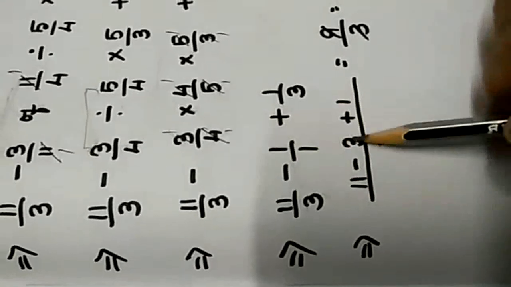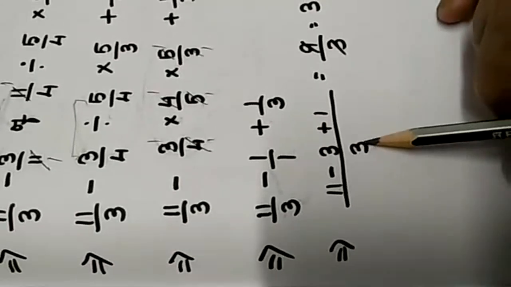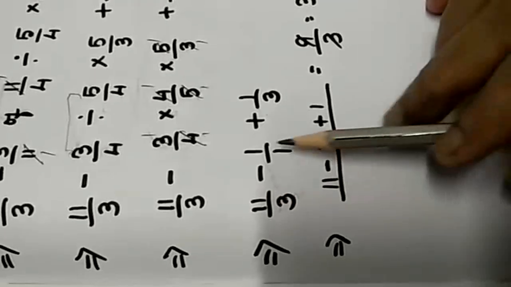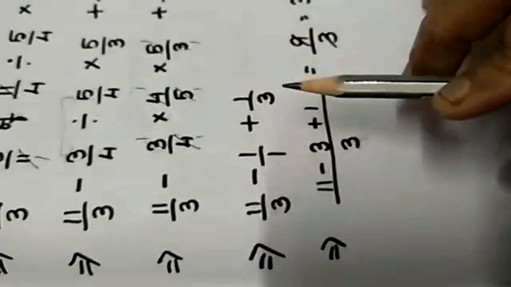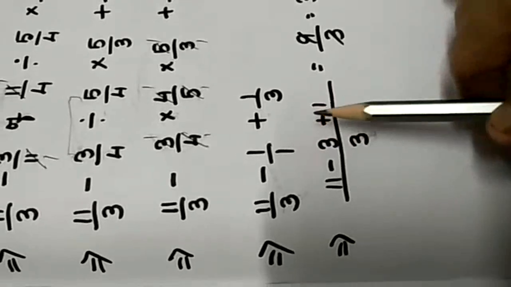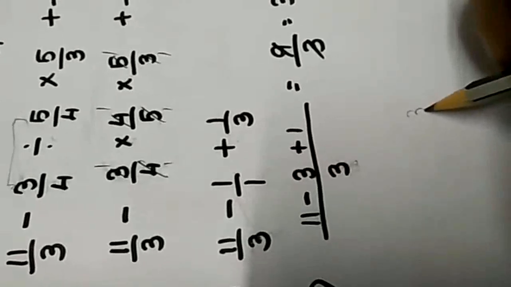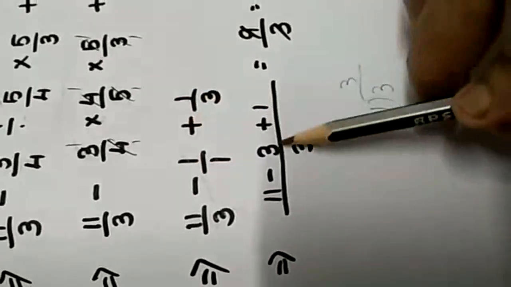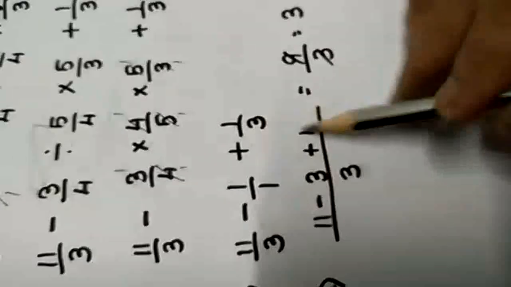How will you add the fractions? You will take the LCM. 3 and 3, you know the LCM is 3. Now 3 divided by 3 is 1. 1 into 11 is 11. Whenever the denominator is 1, straight away multiply the LCM with the numerator. Because 3 divided by 1 is 3 only. What answer do you get? 3 only. That 3, if you multiply with this, you get 3. Now 3 divided by 3 is 1. 1 into 1 is 1.